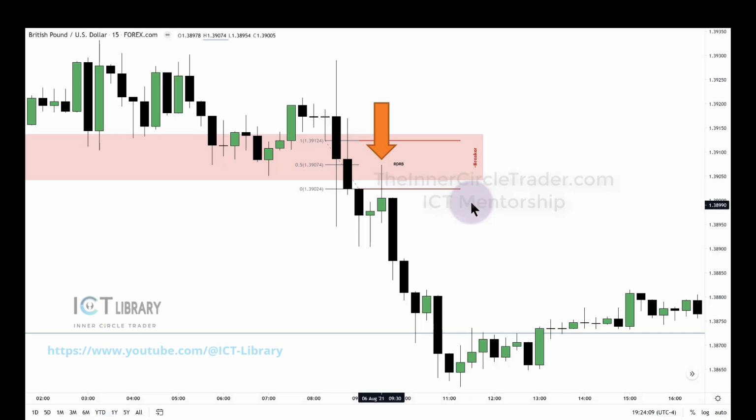The initial run gets the sentiment in play, and usually the public's on the wrong side of the marketplace. And you can see it in here. It delivers exactly how I teach Redelivered Rebalance. This is the consequent encroachment of that range. Again, the low. And then we have this big messy candle.